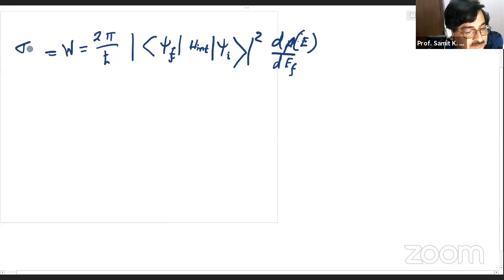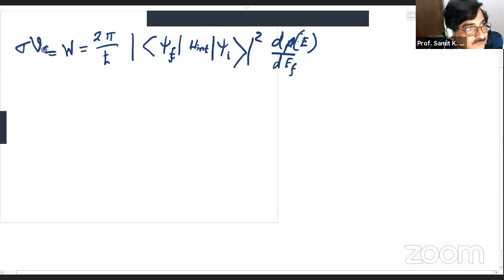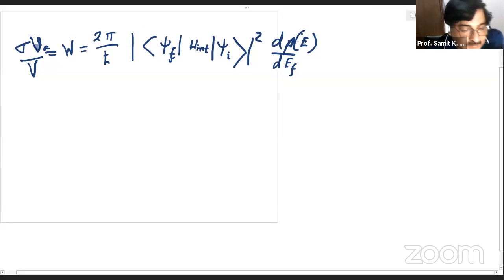This is equal to nothing but the cross section, sigma v_a by V, where v_a is the velocity of my incoming particle, the incident particle, and sigma is the probability of reaction, or the rate of reaction. And that capital V, what I mentioned here, is the volume, the spatial volume occupied by the beam particle.